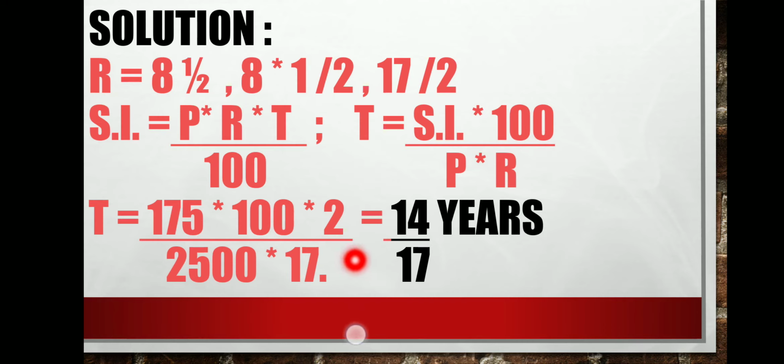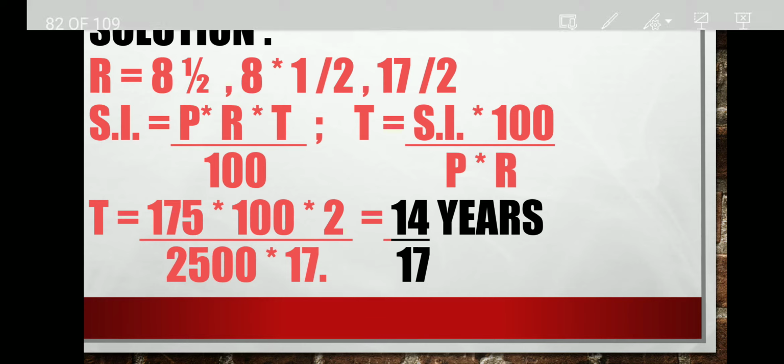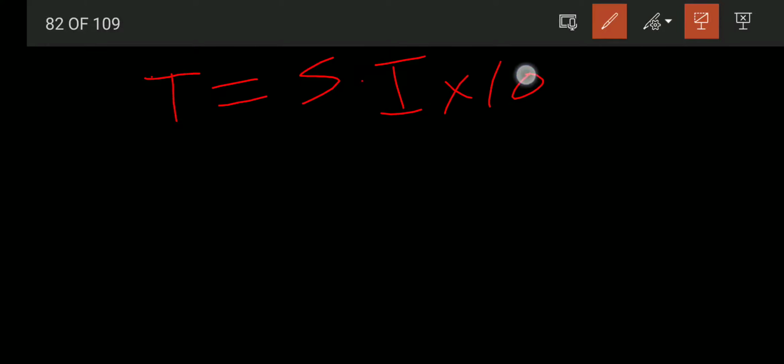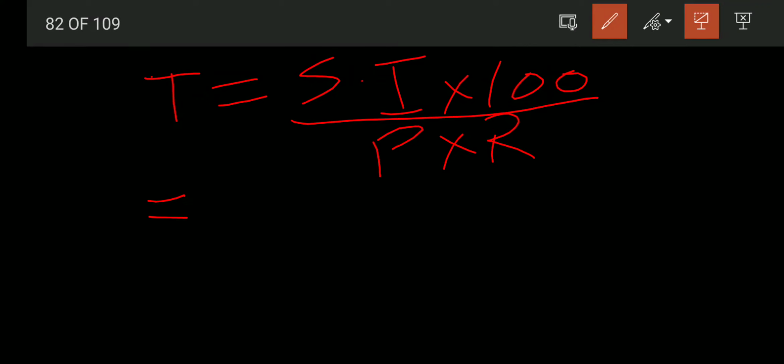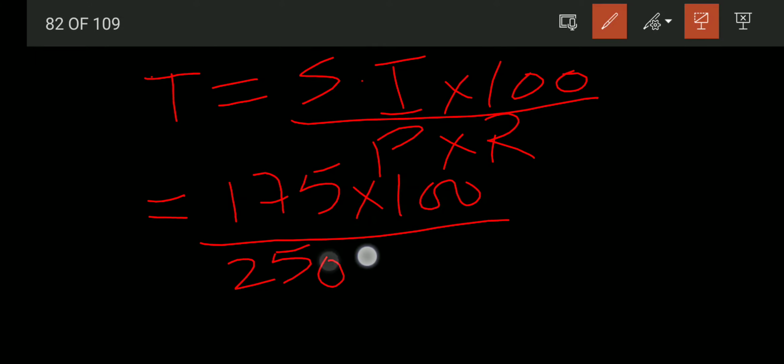We'll put the value 175 into 100 into 2 divided by 2500 into 17, that comes to 14 by 17 years. I'll show you the working because here a mixed fraction is given. Now what we have to find out is time. Time equals SI into 100 divided by P into R. Now SI, that is simple interest, is 175 into 100 divided by P, that is 2500, into R. R is the rate of interest, it was 17 by 2.